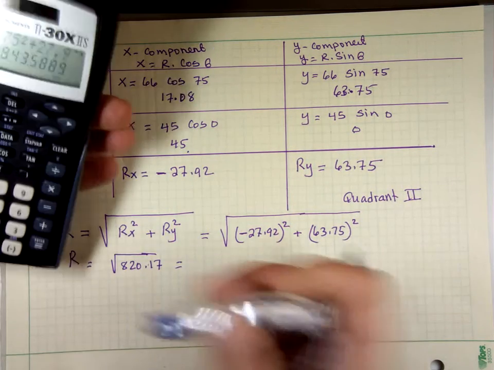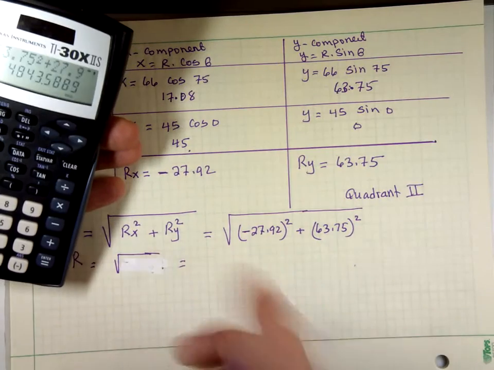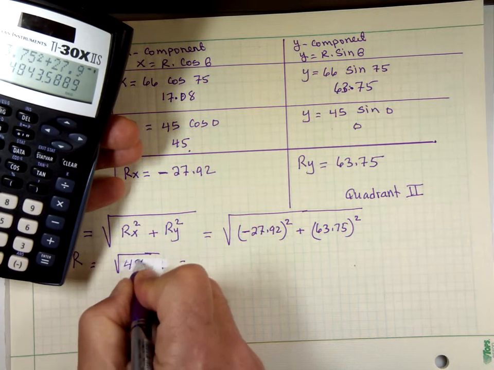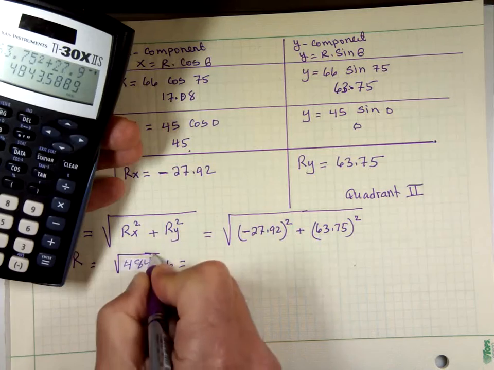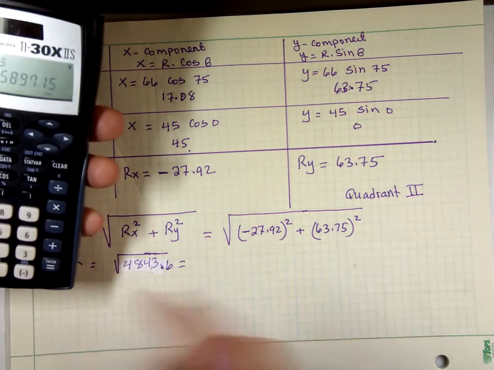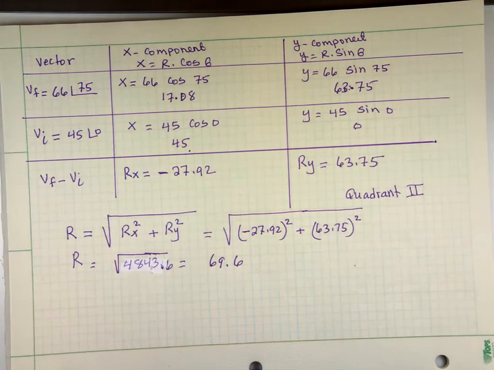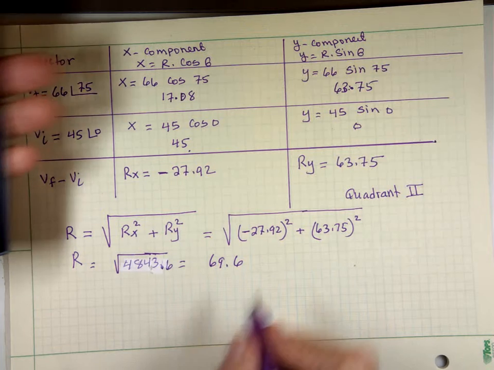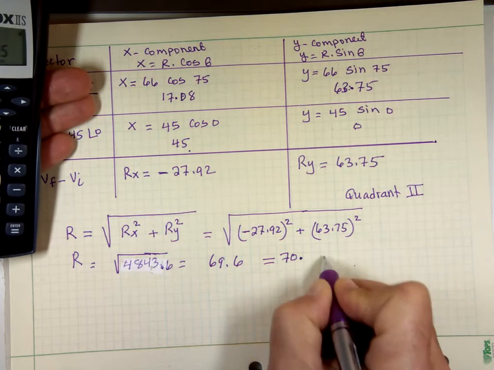That's not even close. That number is what? 4843.6. Take the square root of that, and it's actually 69.6. And since my numbers are two significant digits, what's the answer to this? 70 kilometers per hour.